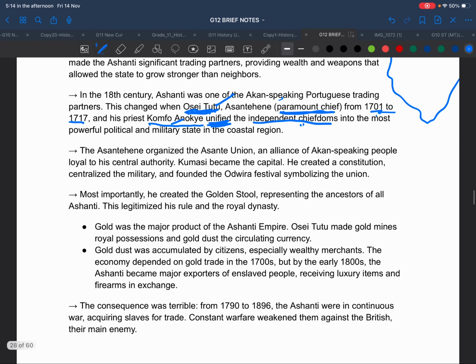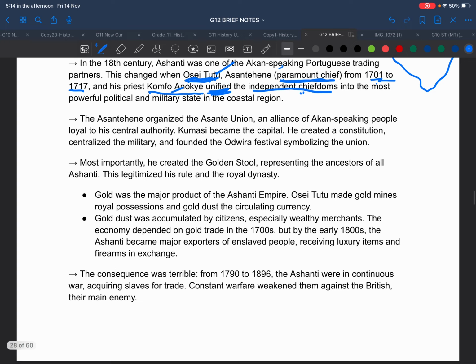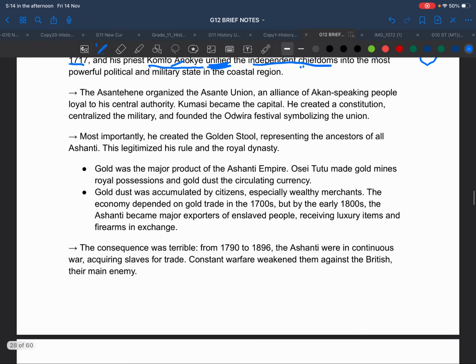The Ashanti leader organized the Asante Union, an alliance of Akan-speaking people loyal to his central authority. Kumasi became the capital of the unified state. He created a constitution.